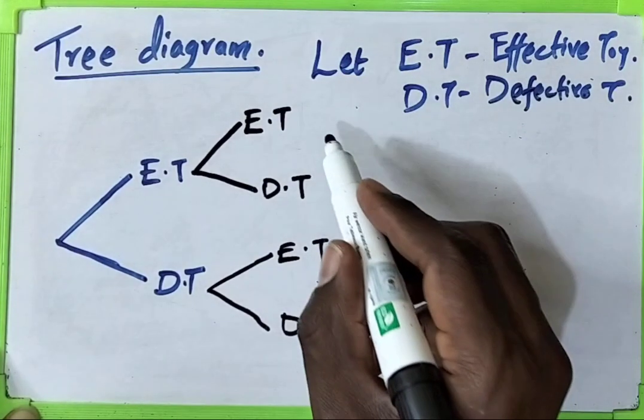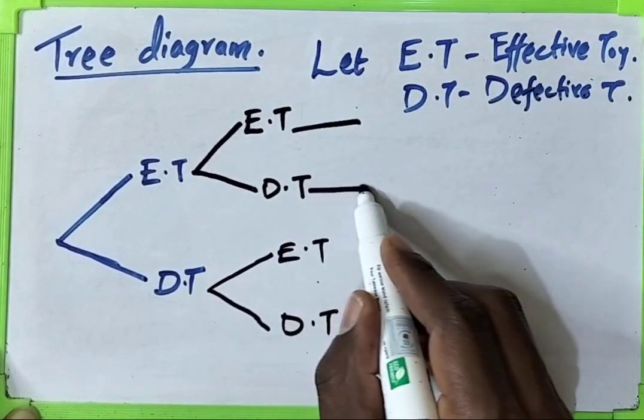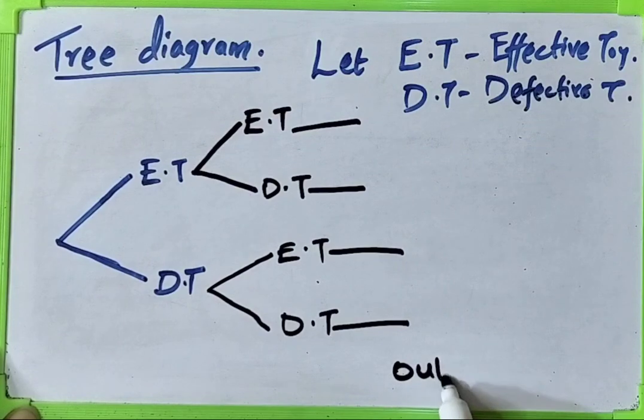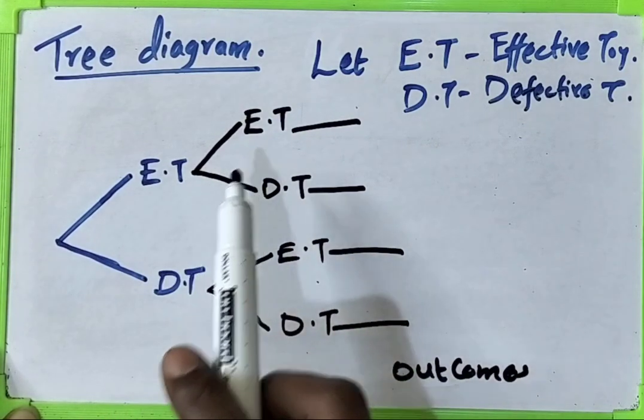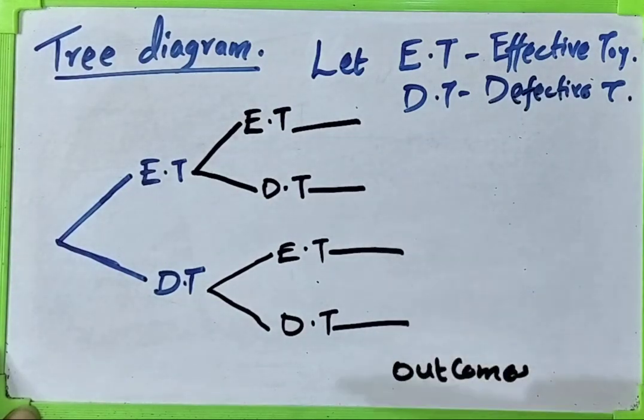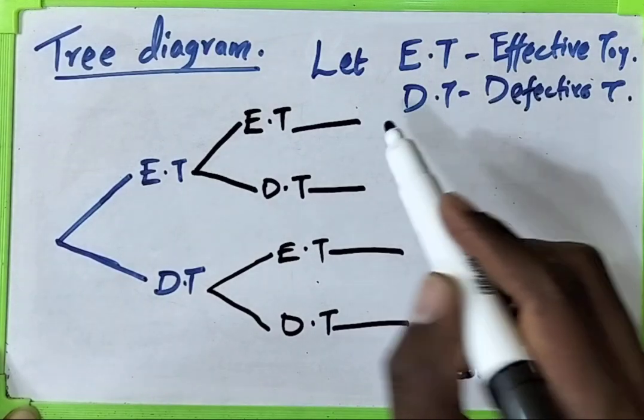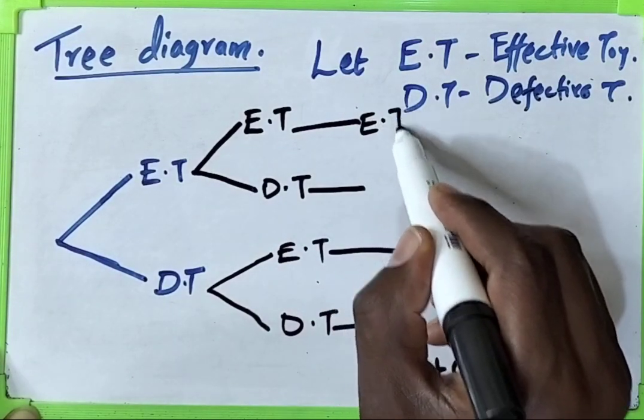So let us go to what we call the outcomes. The outcomes are going to be displayed at the end here. I call them the outcomes. The first outcome up there is, I think we have 1, 2, 3, 4 outcomes. We have effective toy and another effective toy. So that is ET, ET.